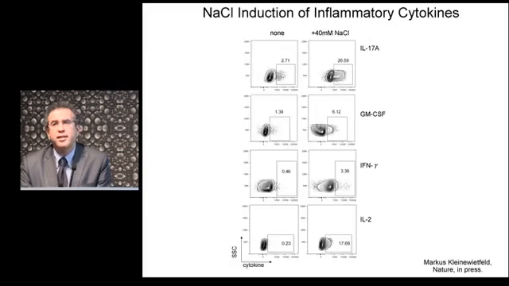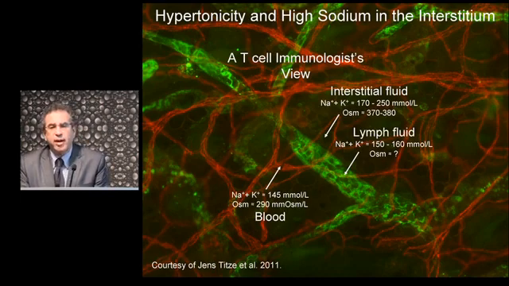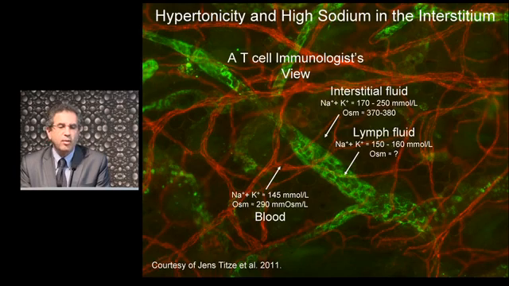Not just IL-17, but the pathologic cells in the disease appear to have other cytokines, including GM-CSF, gamma interferon, and IL-2, and all these appear to be induced by salt. We believe this relates to the fact that salt concentrations in the peripheral blood are at a level of about 145 millimolar, which is significantly less than the interstitial fluid. When you bring the concentration to that level, one begins to see this inflammatory cascade.